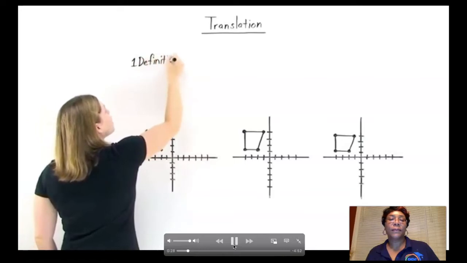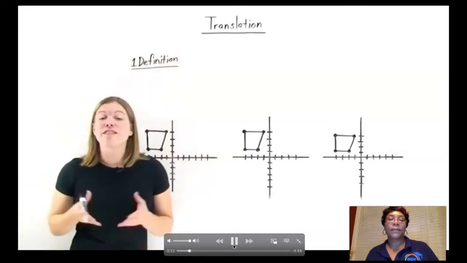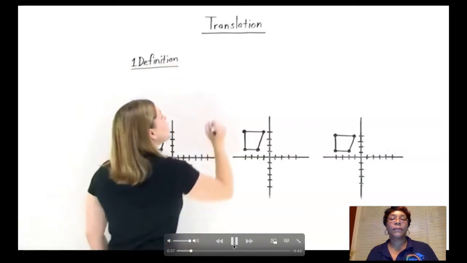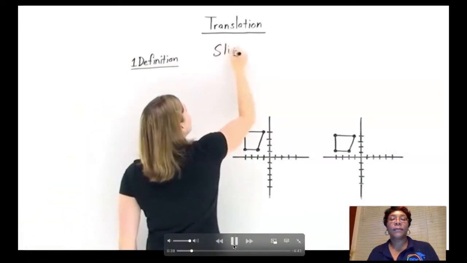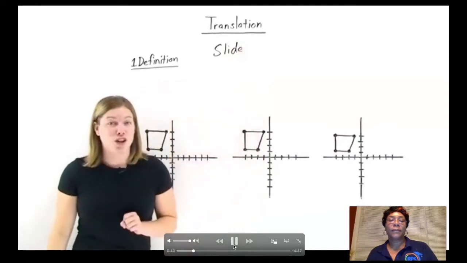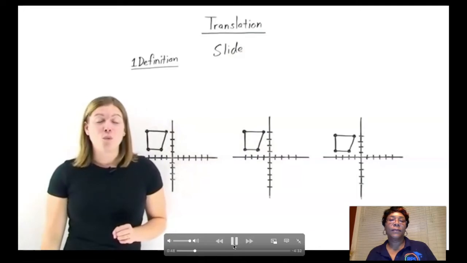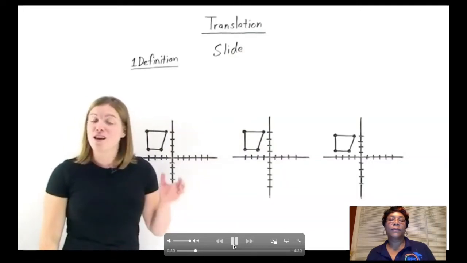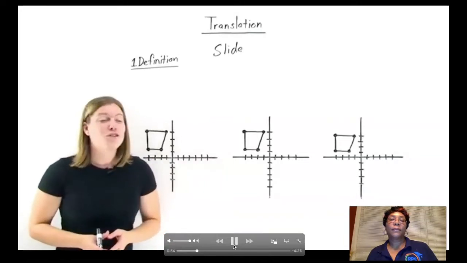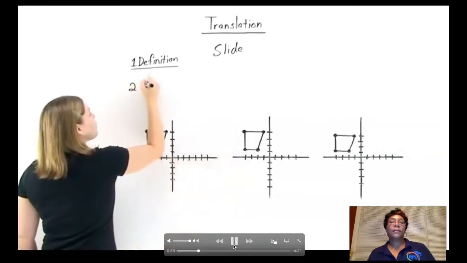A translation is a transformation that moves each point in a figure the same distance and in the same direction. Often, a translation is called a slide, essentially because all we're doing is sliding that figure to a new location on the coordinate plane. Now, when we translate a figure, we can either translate it horizontally or vertically, or a combination of the two. So, let's take a few examples and translate a few different figures.